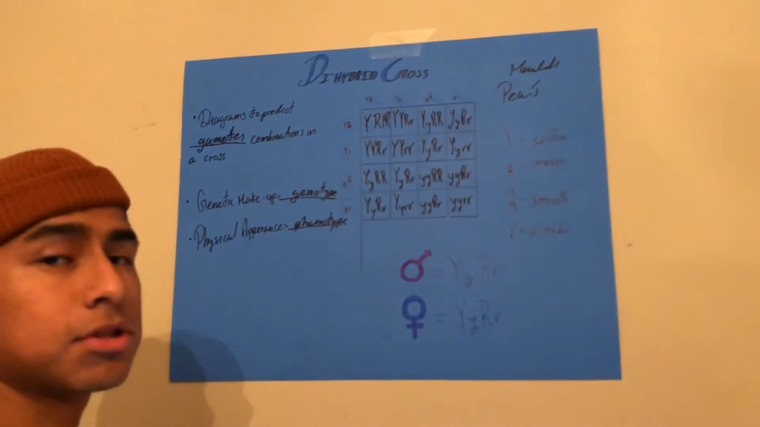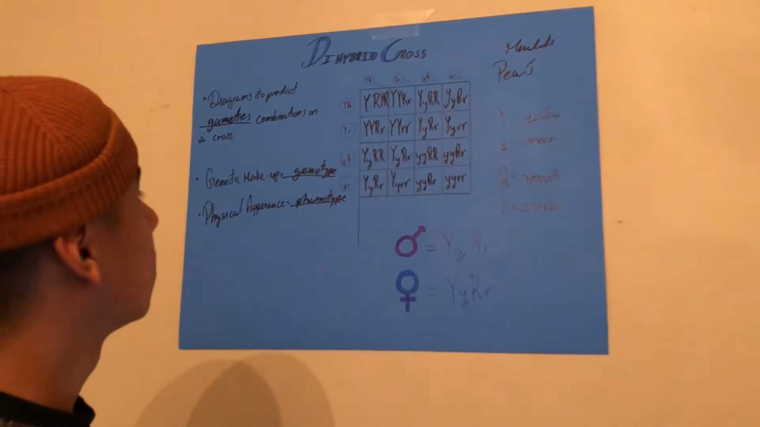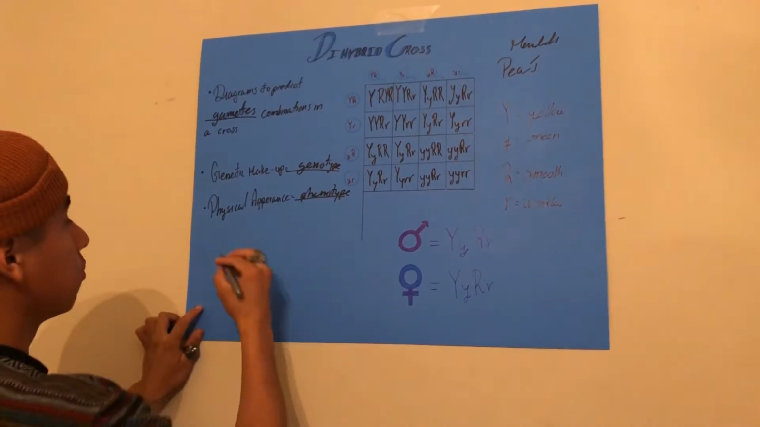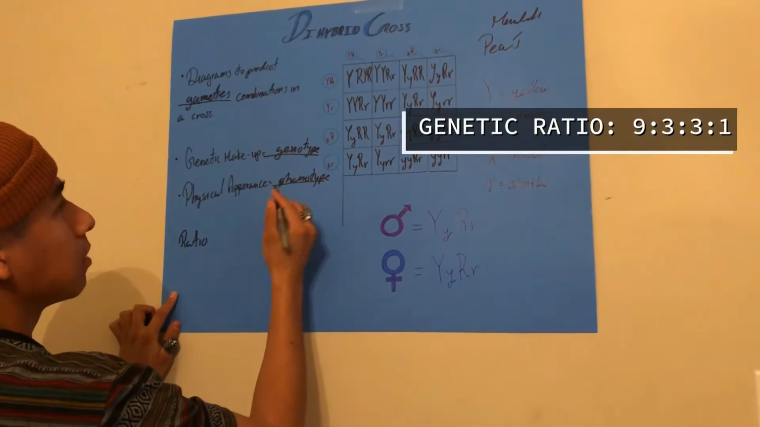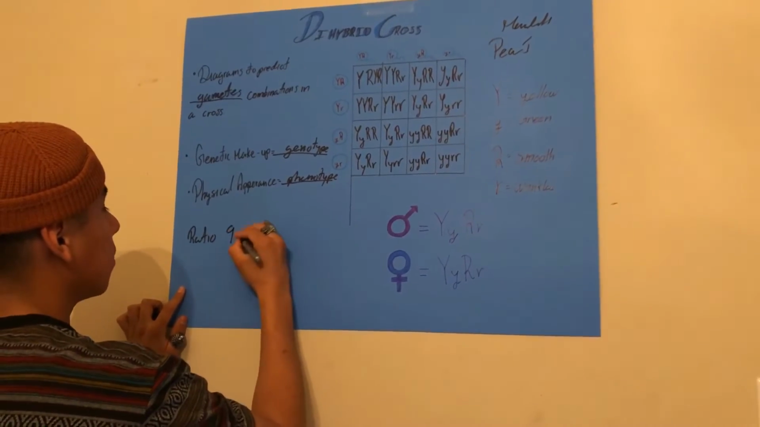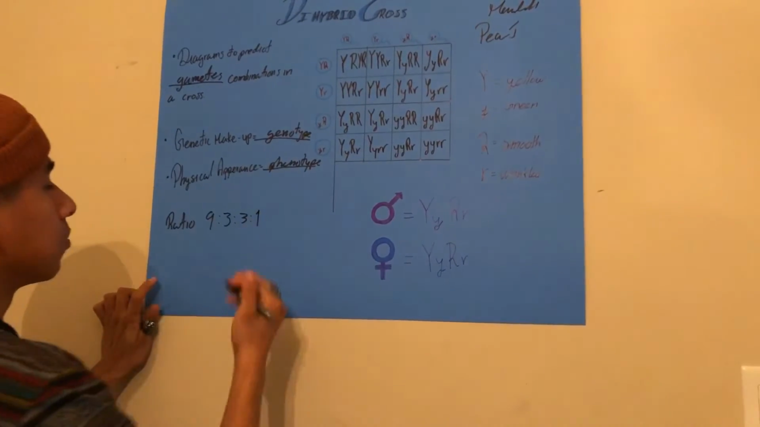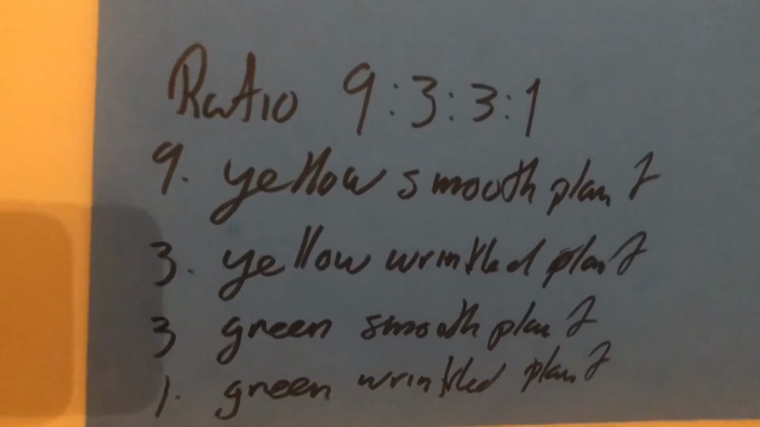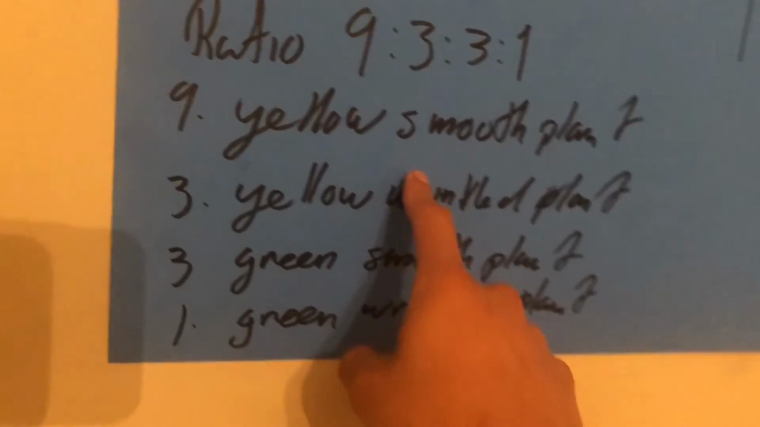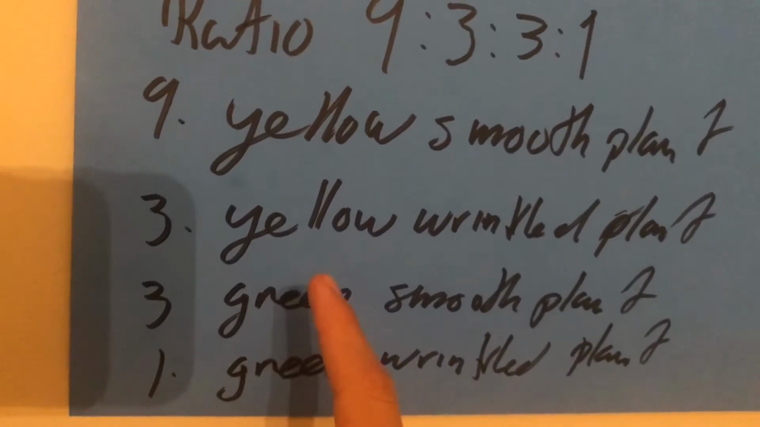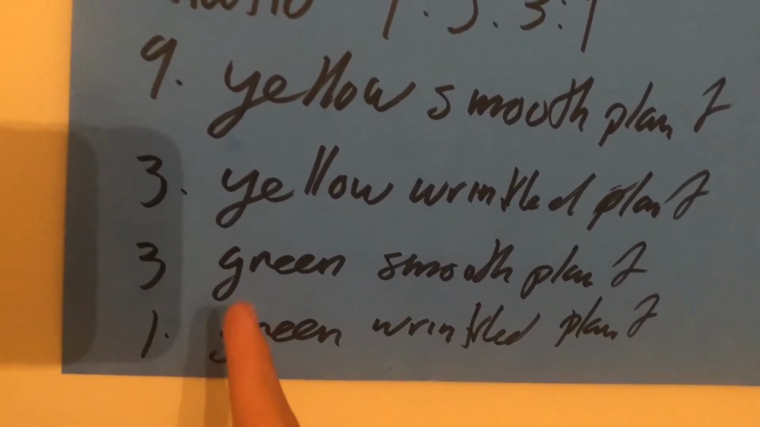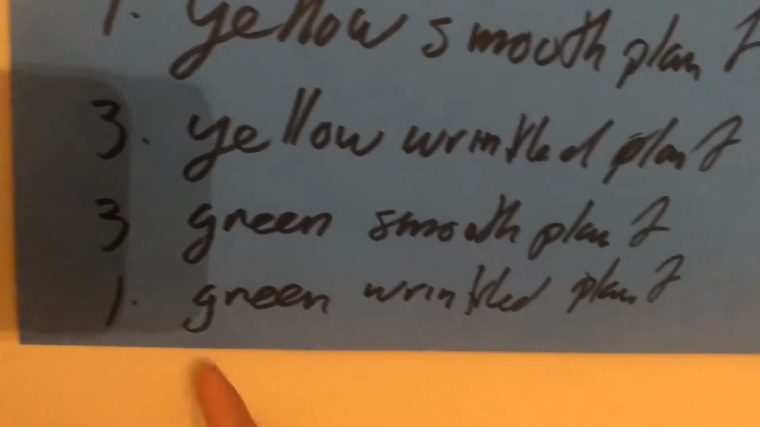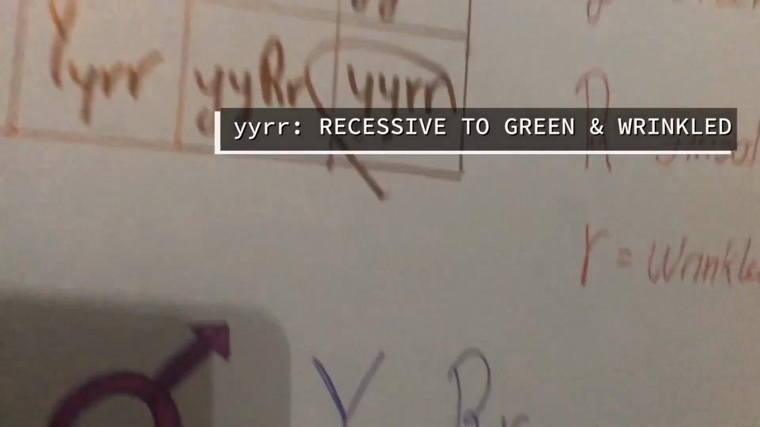An important thing to understand here is the ratio. The ratio would be 9 to 3 to 3 to 1. This basically means that 9 out of 16 would be yellow and smooth plants, 3 out of 16 would be yellow and wrinkled plants, 3 out of 16 would be green and smooth plants, and only 1 would be a green and wrinkled plant, just like you see here.